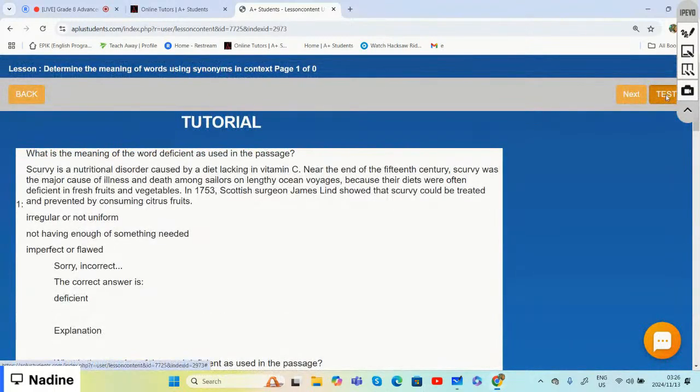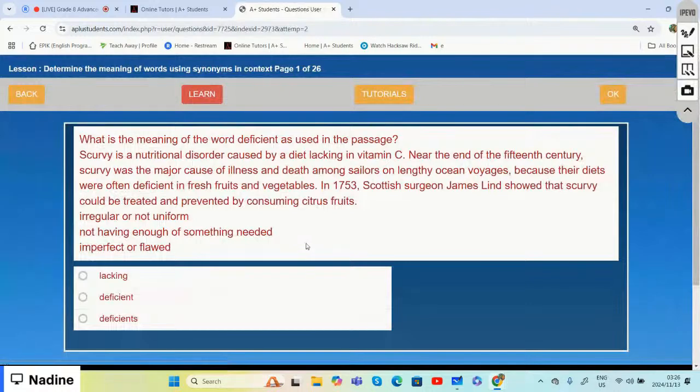All right, so now we're going to our test where we are going to determine the meaning of words using synonyms in context. It says, what is the meaning of the word deficient as used in the passage? Deficient. It says scurvy is a nutritional disorder caused by a diet lacking in vitamins.